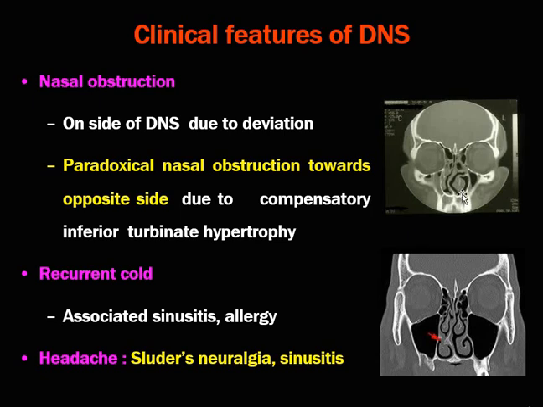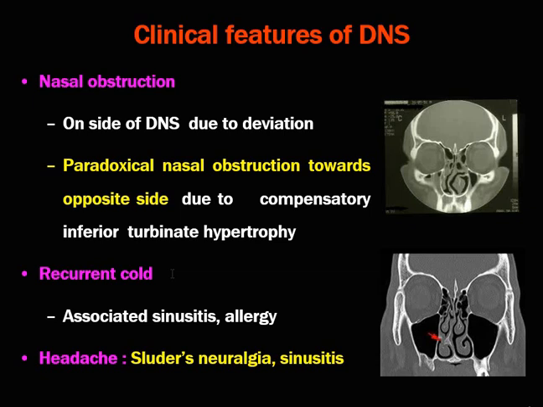As the patient develops a common cold or rhinitis, then the patient will have obstruction on the opposite side also. So the patient thinks that they have obstruction on the left side in this case, as the patient is always having obstruction to the right side, which is not noticed by the patient. That is called paradoxical nasal obstruction, and is due to compensatory inferior turbinate hypertrophy on the opposite side. Recurrent cold might be due to sinusitis or allergic conditions.